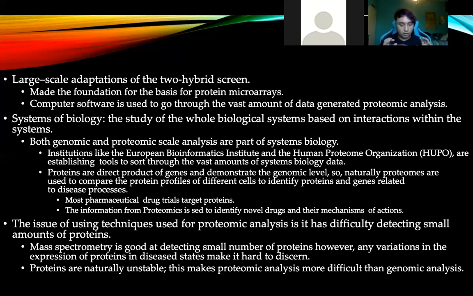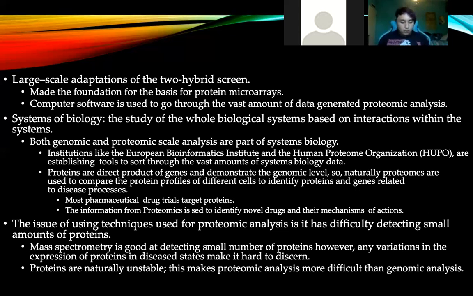Proteins are a direct product of genes and demonstrate at the genomic level. So naturally, proteomes are used to compare the protein profiles of different cells to identify proteins and genes related to disease processes. Most pharmaceutical drug trials target proteins specifically for that reason. The information of proteomics is said to identify novel drugs and their mechanisms of action.